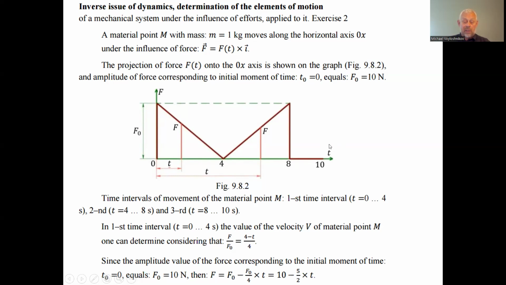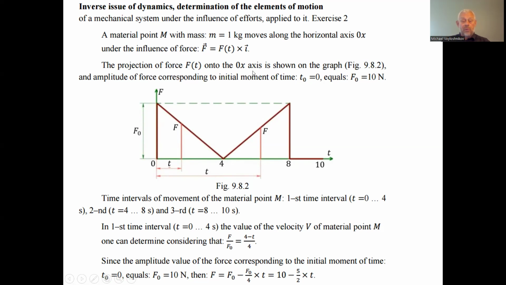The horizontal axis is the parameter of time. We assume that we have the point in a flat state. Maybe it's not so important, but it could be in three-dimensional space, but we have the constant direction of the force application along the definite one abscissa axis.